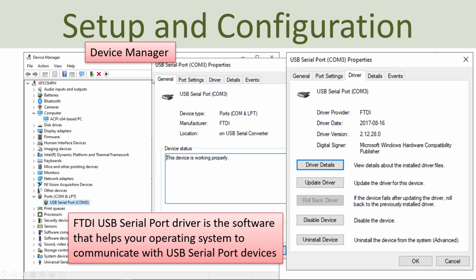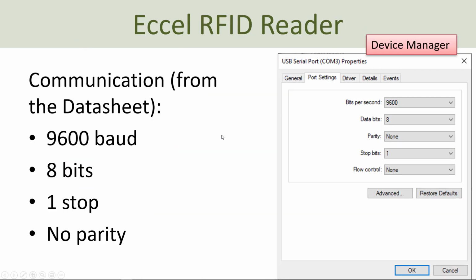So here you see the device manager. I find my device under ports here, and in this case it has been allocated port number COM3, so I need to use that information when I create my applications. Also see that this FTDI driver has been installed properly, and also you find from the datasheet that this system uses 9600 baud rate, 8 bits, 1 stop bit, and no parity. So this information is found in the datasheet from this system.